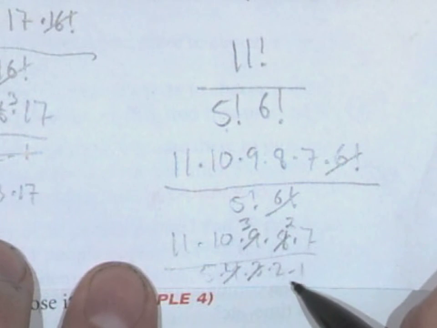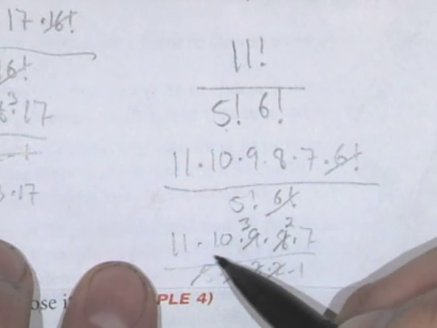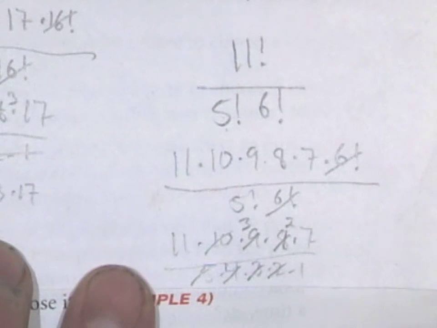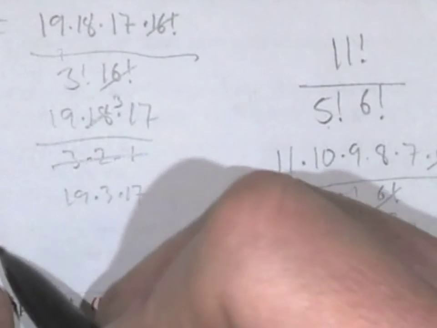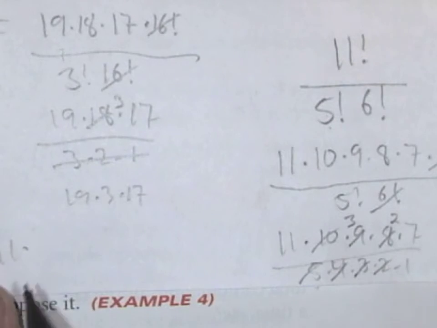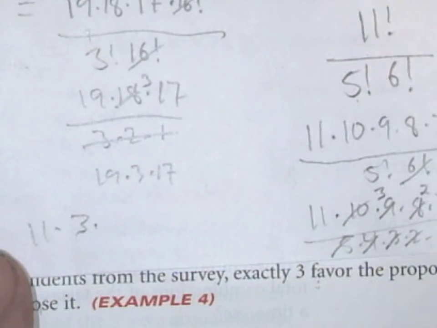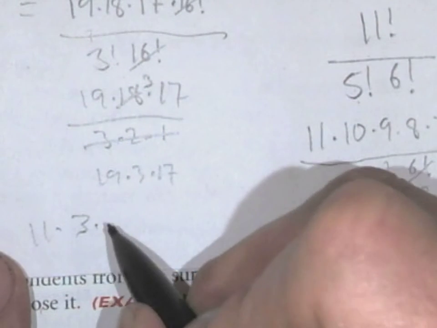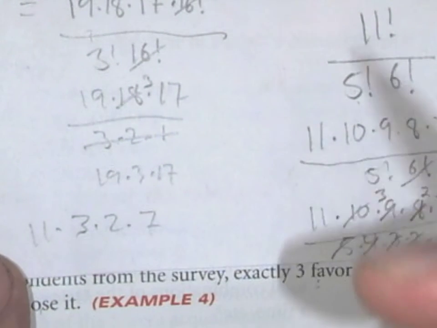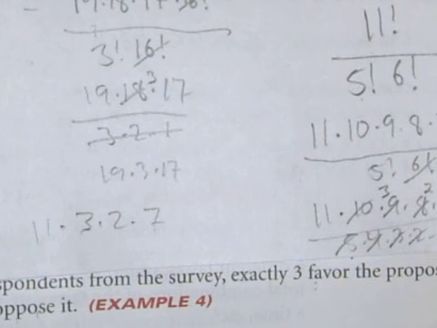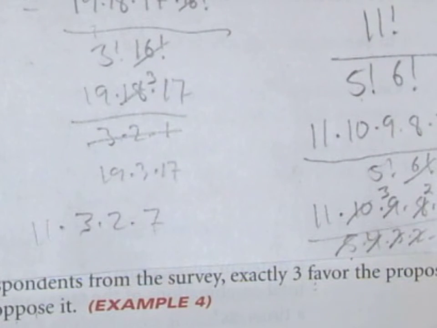And then there's going to be a 5 and a 2 make a 10, and then the 1 doesn't matter. So what we're left with is 11 times 3 times 2 times 7. Okay, and that's going to give us 462.